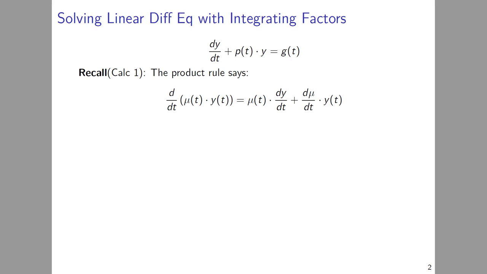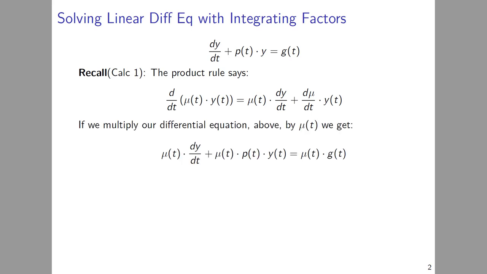In order to line up our linear differential equation in standard form with the product rule, we're going to multiply by a function mu of t. This will give us mu of t times dy/dt plus mu of t times p of t times y of t is equal to mu of t times g of t. Just multiplying each term in our standard form by mu of t.